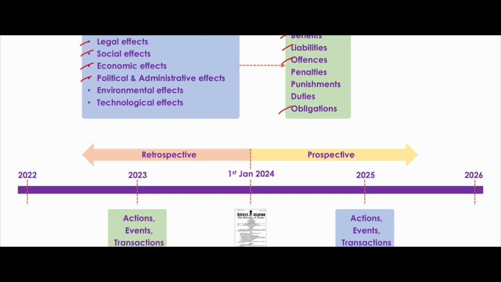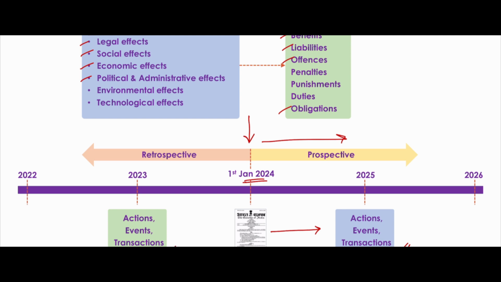Suppose a statute comes into force from the 1st of January of 2024, it will have effect on the subject matter of the statute from that date onwards. So, if any actions, events or transactions that are covered by the statute occur on or after the 1st of January of 2024, the statute will have an effect on them. This is the prospective operation of a statute and this is the normal operation of a statute.